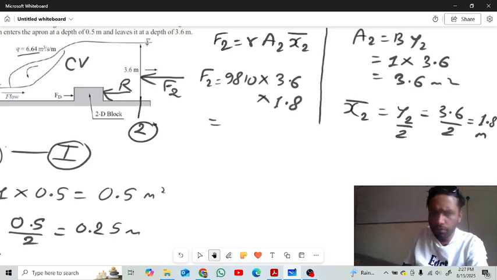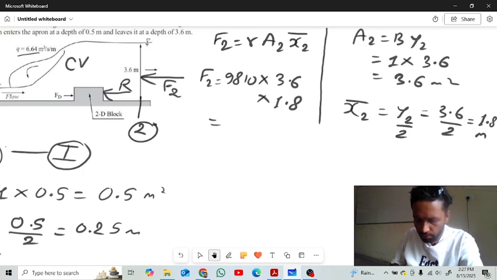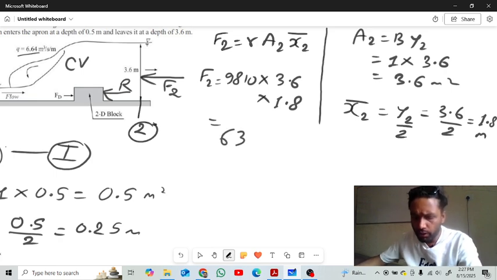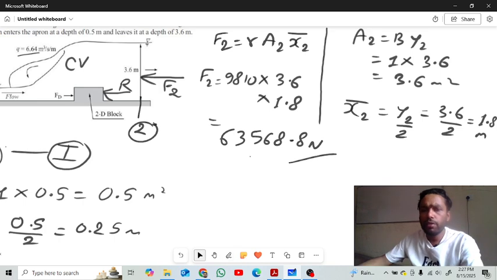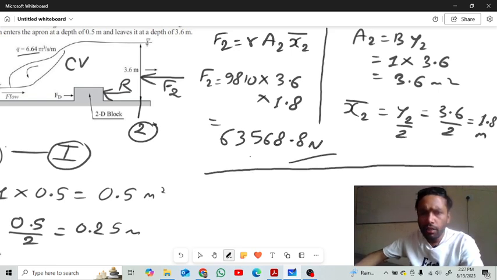That is going to be how much? 9810 into 3.6 into 1.8. That is going to be 63,568.8 Newton. So you have got F2 also. Now let's calculate the capital discharge, capital Q.